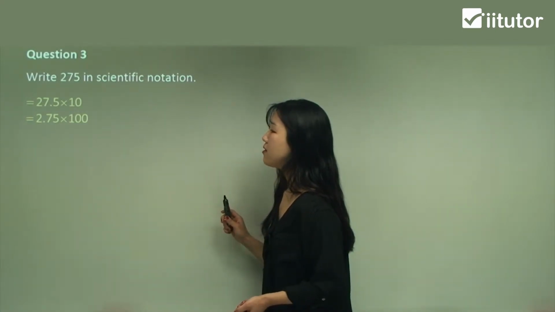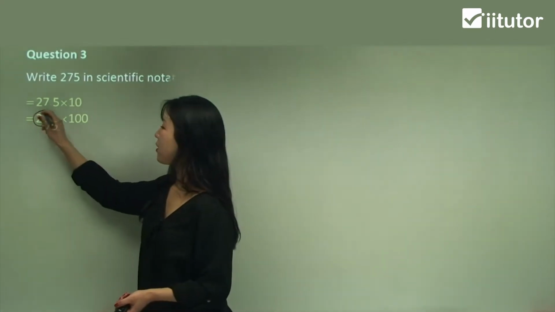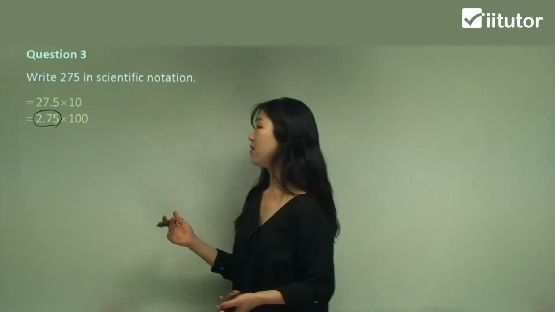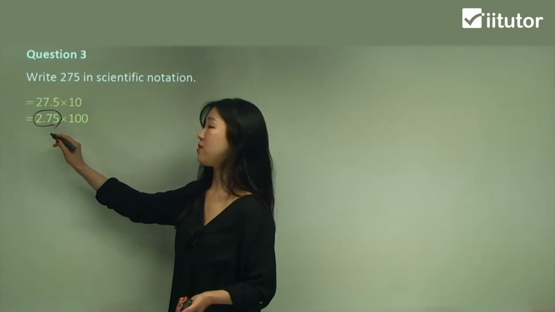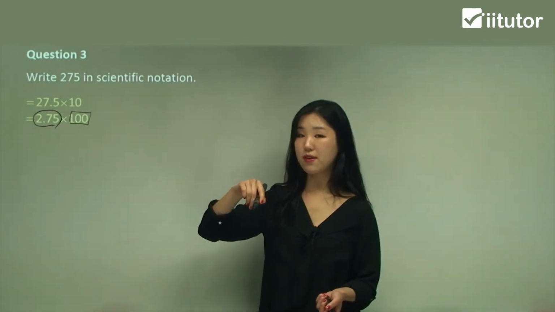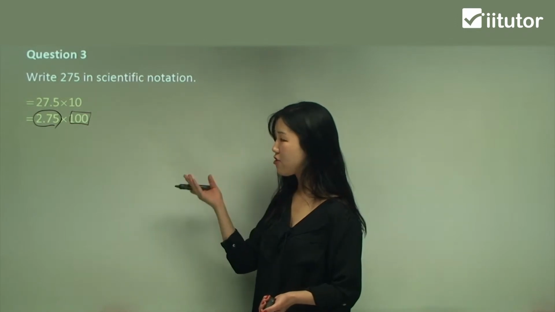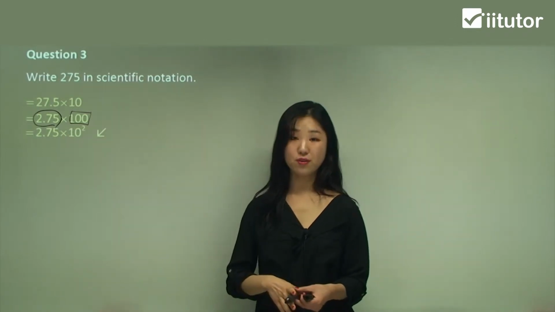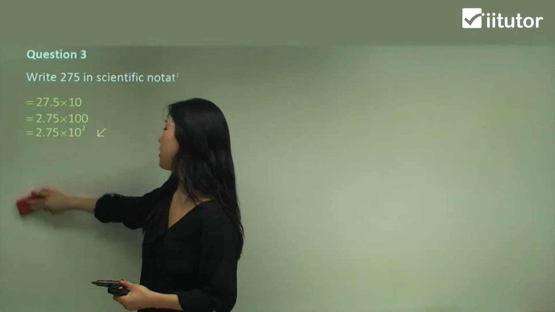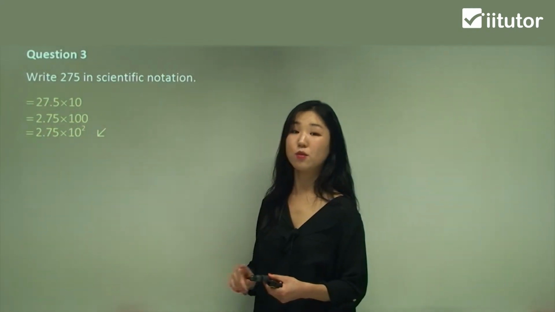So, guys, first of all, look at this number. Is this number in between 1 and 10? Yes, it is, right? So therefore, we don't have to go any further with that. And how many 10s are here? Remember in the very previous question we've done this? 100 is 10 to the power of 2, isn't it? Because there's 2 zeros. So in scientific notation, this would be written as 2.75 times 10 squared.